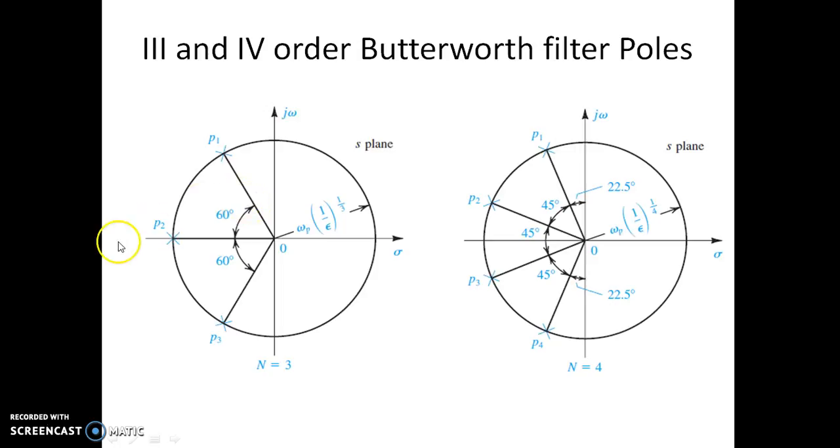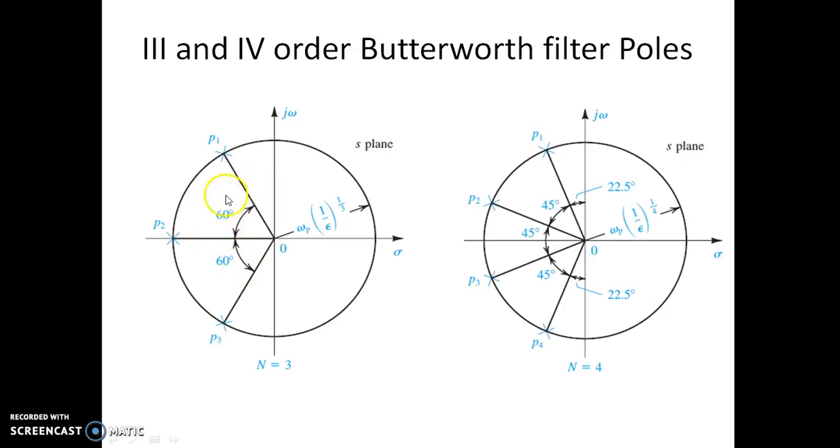This is 180 divided by 2n, so it is 2 into 3. It is 180 divided by 6, so it is 30 degrees. So this is away from the imaginary axis by 30 degrees.